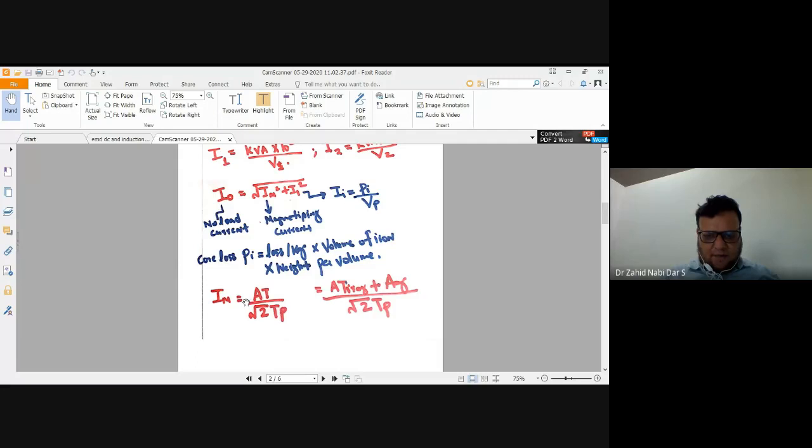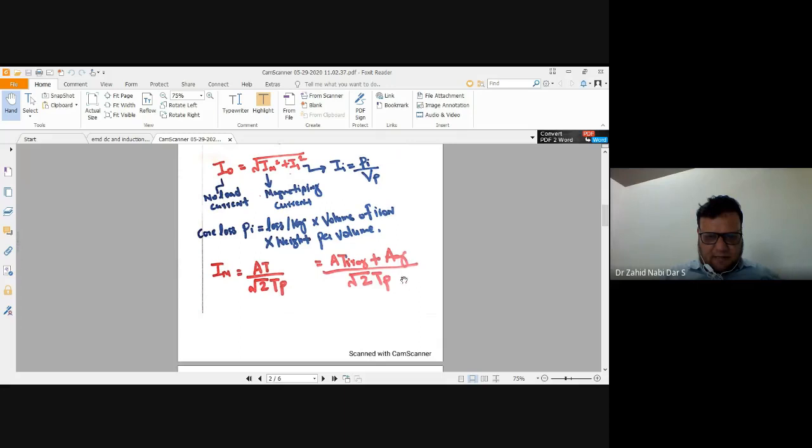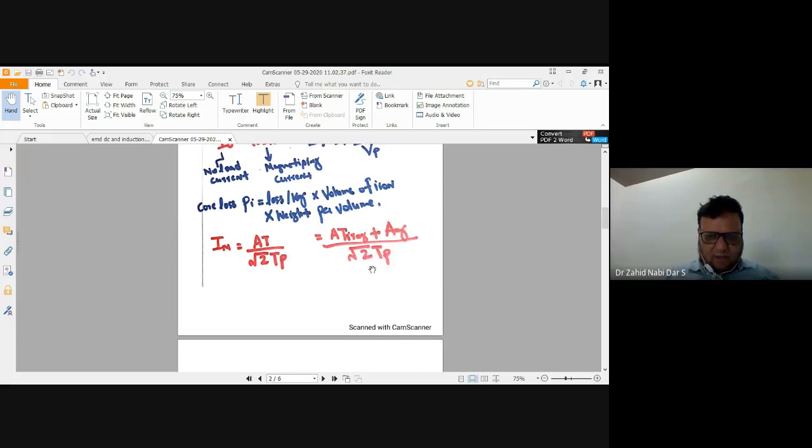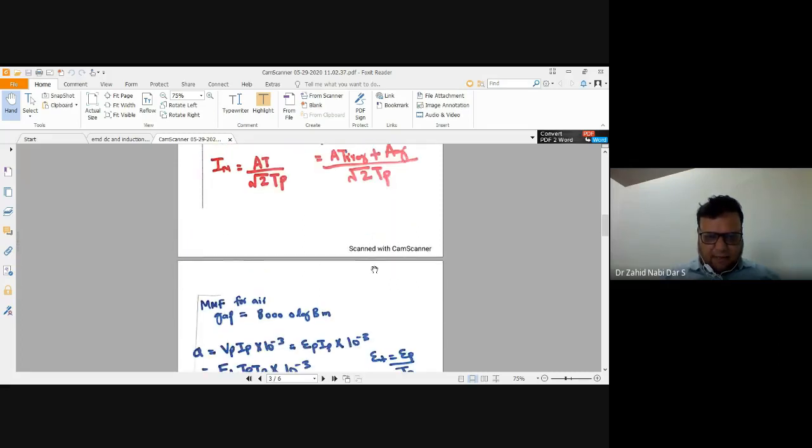Or if you are considering the magnetizing current excitation branch, some gross area will also come into the picture, and it will be ET iron plus AG root TP. When it will be G and when it will be iron, one problem we have solved. You can just have a look at that.